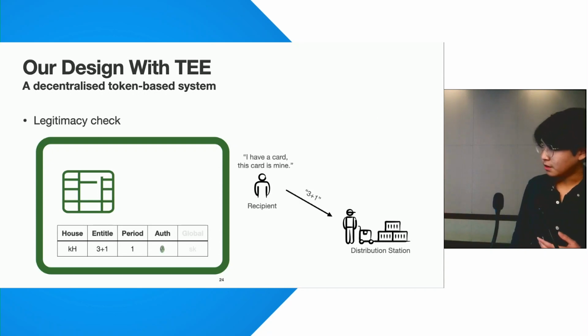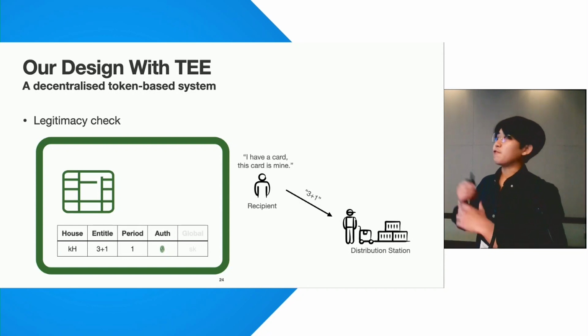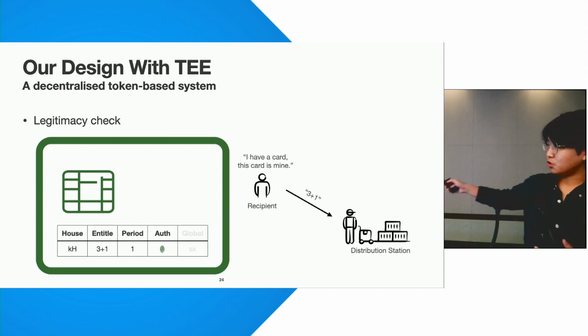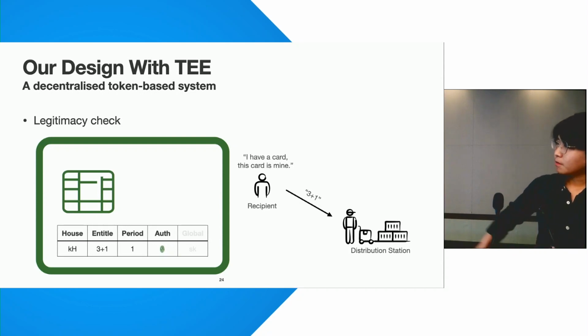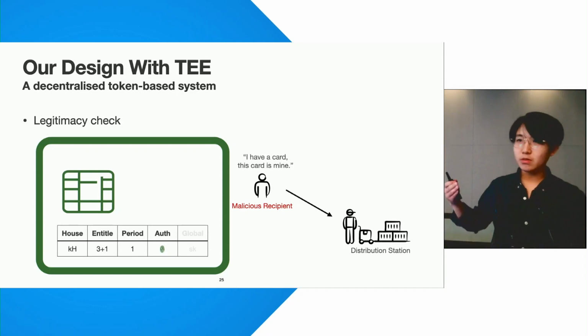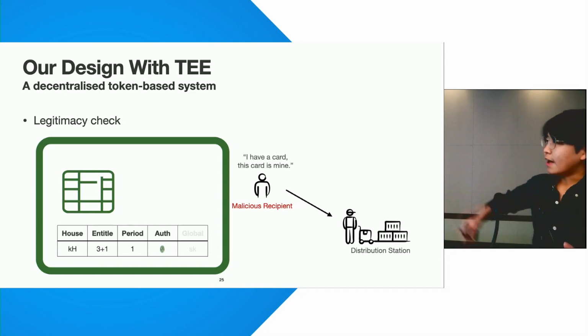At distribution, the legitimacy check will happen inside the card. And if passed, the card will output the entitlement information to the distribution station. A malicious recipient will not be able to pass the check because remember that the card is a TEE, and this makes sure that the legitimacy check is actually done correctly.